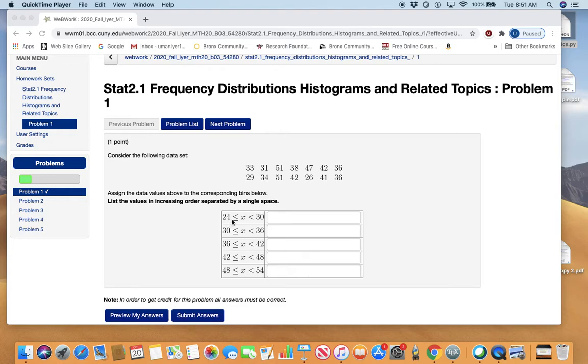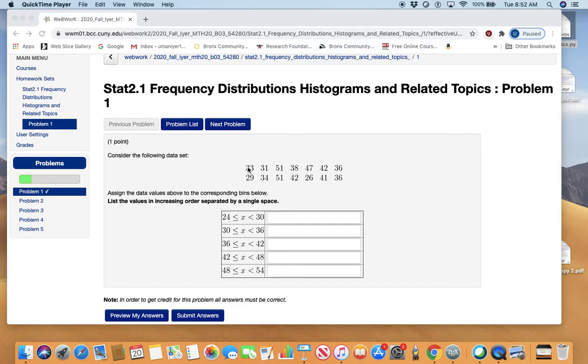So notice you have 24 less than or equal to x. So 24 equals is allowed here. 30 is not equal, so 30 is not allowed here. Sorry, 30 less than or equal, so 30 is allowed here. 36 is allowed here. 42 is allowed here. 48 is allowed here. So keep in mind these equalities in addition to being less than.